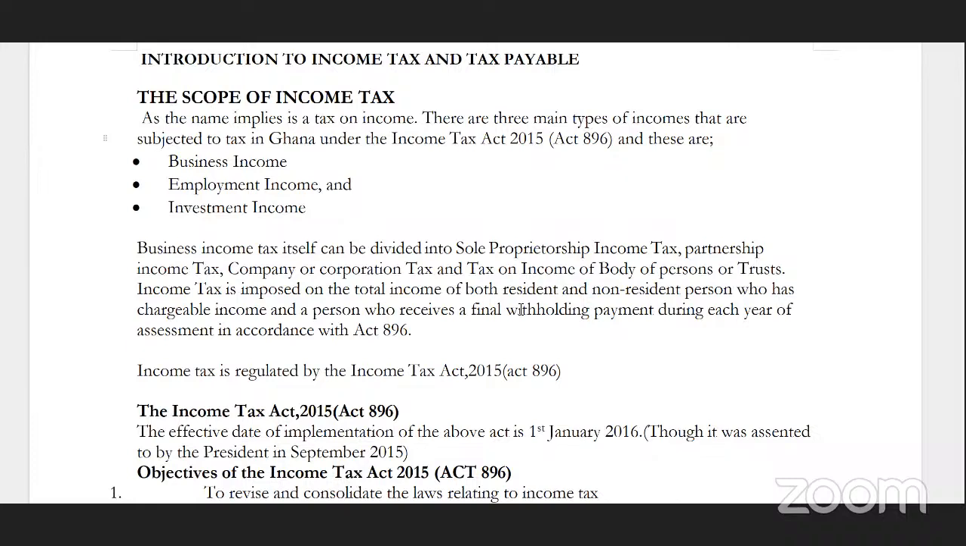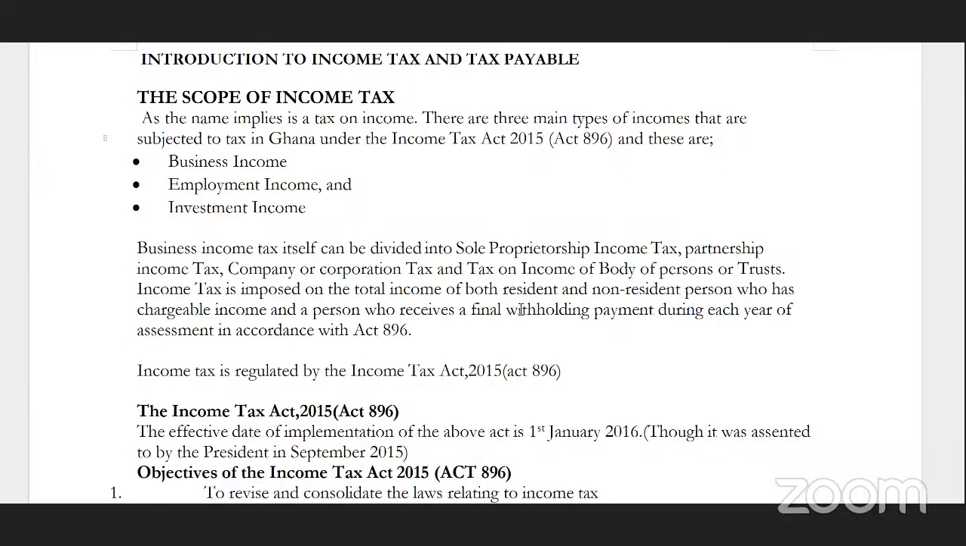As the name implies, it is a tax on income. There are three main types of income that are subject to tax in Ghana under the Income Tax Act. These are business income, employment income, and investment income. This is the main theme of income.